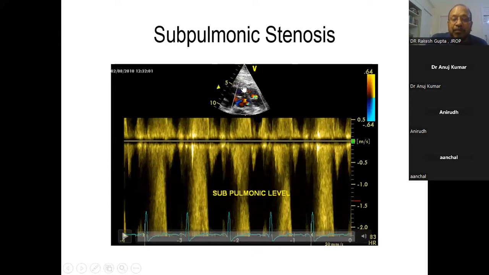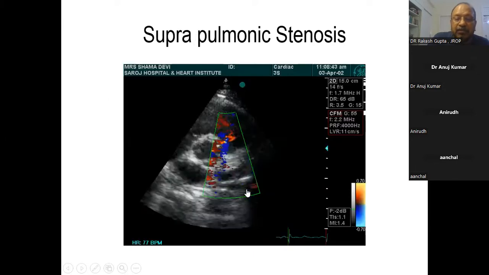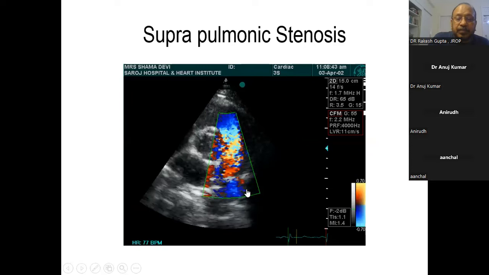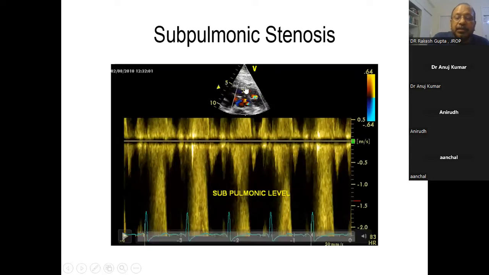And as soon as I keep my sample volume at that particular point, what happens? It gives me a flow velocity which is severely aliasing, and I cannot contain it with a pulse wave Doppler spectrum. These are two separate lines, and a lot of aliasing is happening in this particular fashion. And that's what is subpulmonic stenosis. And this invariably presents like a double chambered right ventricle, DCRV. I'll show you an example for that, along with VSD. That's what is seen a number of times with this kind of picture.